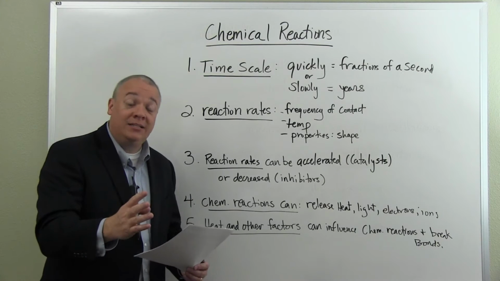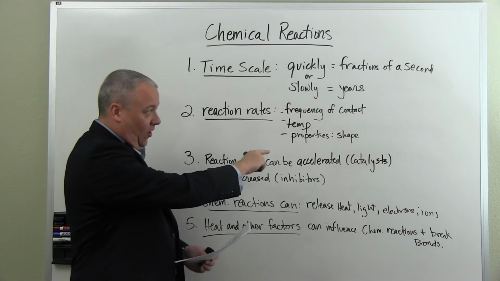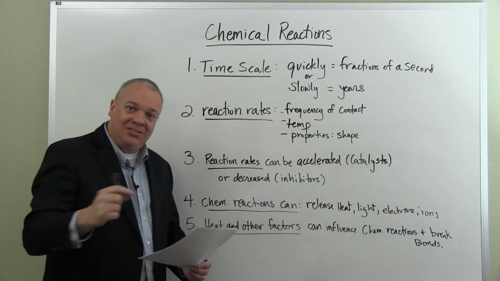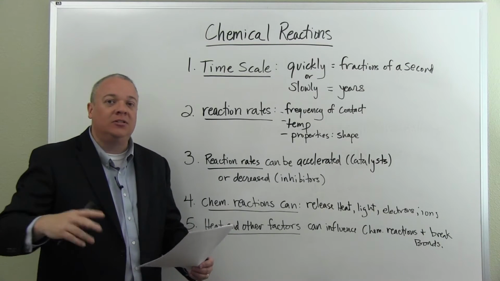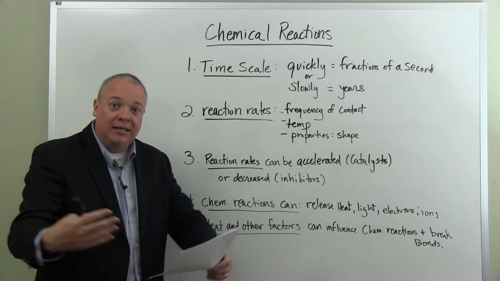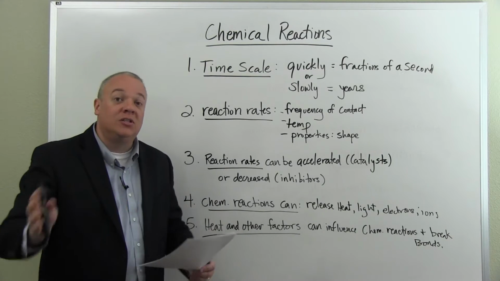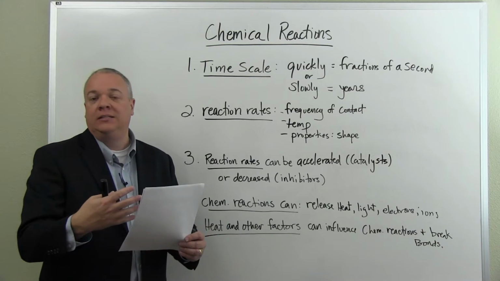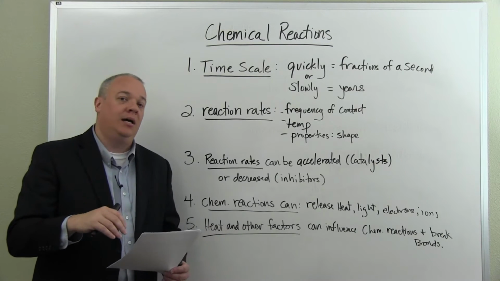Then when we think about reaction rates, you can actually influence those rates. You can accelerate a reaction rate. This is called using a catalyst. A catalyst is introduced into that chemical reaction which greatly speeds it up. And that's the catalyst's only job, is to come into this interaction between these chemicals and to speed up that reaction that would ordinarily take place over a slower period of time.